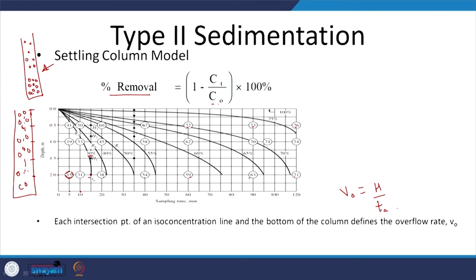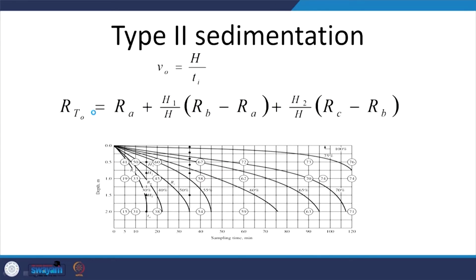Depending upon that, you can calculate the relevant removal for that particular overflow rate V naught, for this particular detention time. Again, this is the detention time, and how do we get this line? This is based on your interpolated data. For this detention time I can calculate the overflow rate, and what is the removal at that overflow rate? That is going to be RA. RA is already 30% in this case. Total removal at that particular TA.